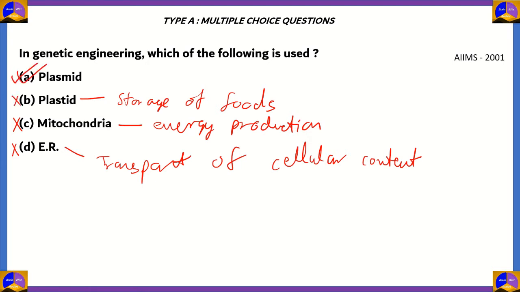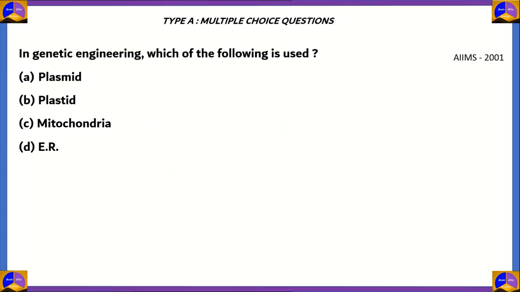So a plasmid is essentially an extra chromosomal DNA from bacteria, and the function of a plasmid is to act as a vector. So it carries the new gene or DNA sequence to the host organism, and then it ensures that the new gene is combined with the target organism. So that's why option A, plasmid, is the correct option.